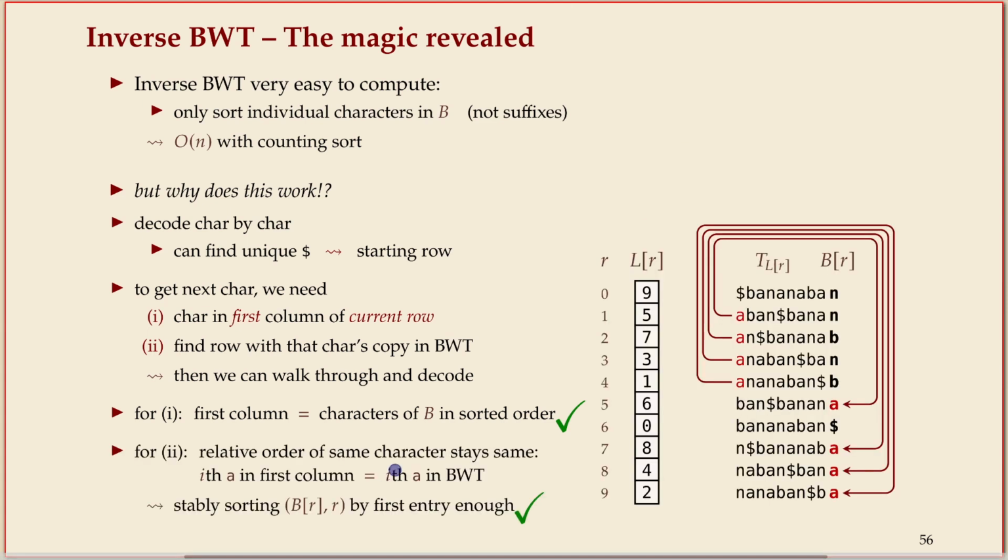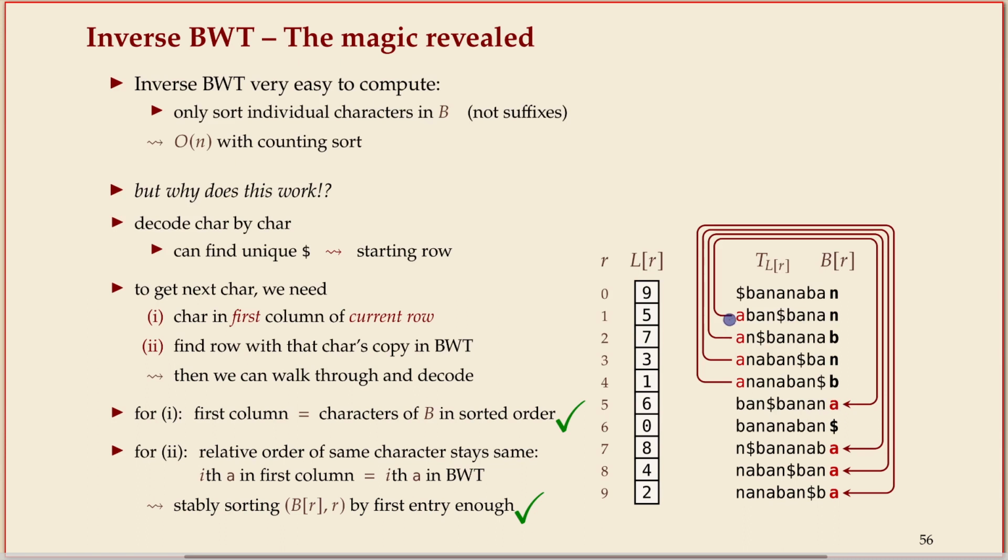And for the second step, we need a little observation, namely that the relative order of the same characters stays the same from left to right. So if I have several occurrences of A in the first column, like in this case, 4 A's, then the same A's must occur in the last column. It's just a permutation of the letters. And the relative order remains the same.